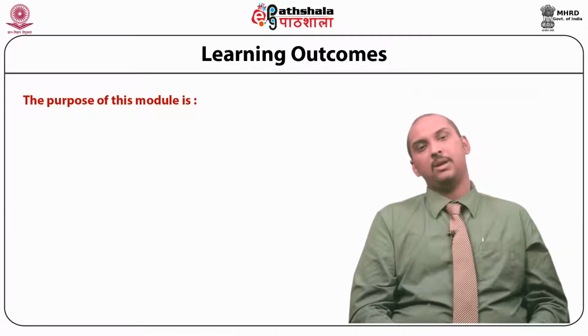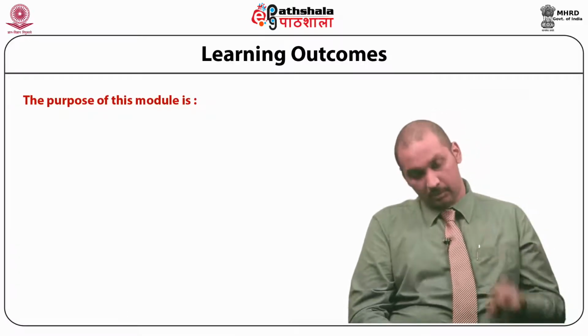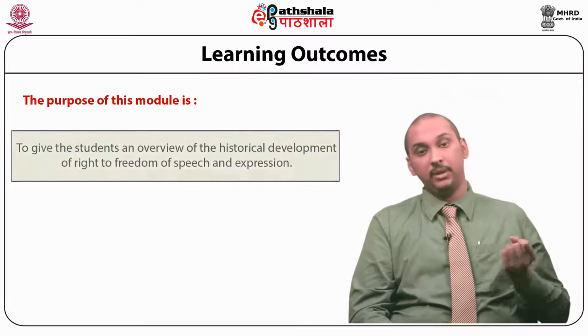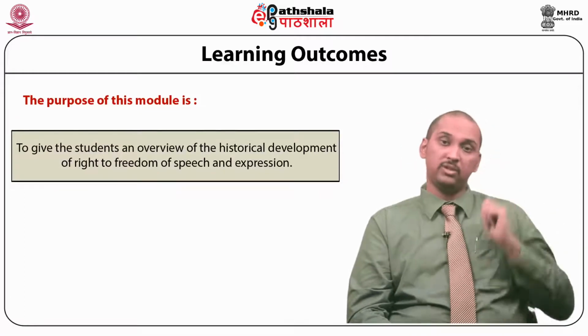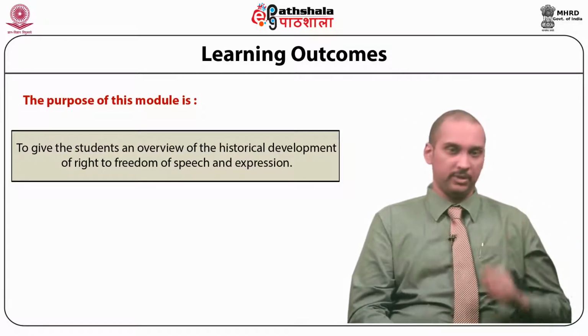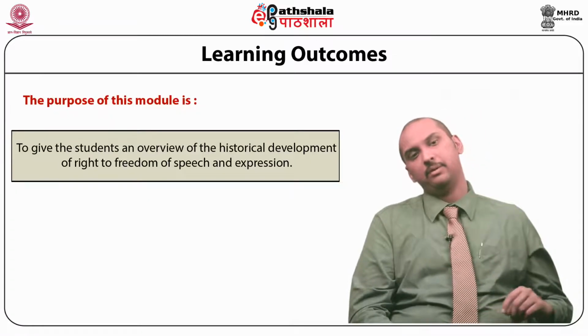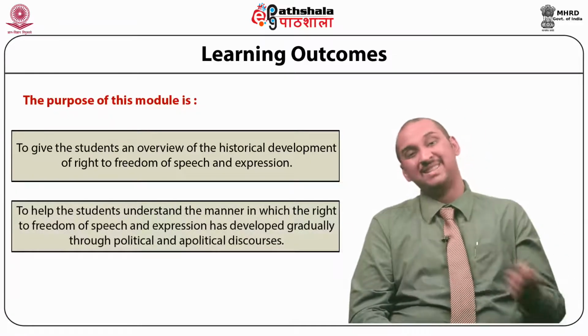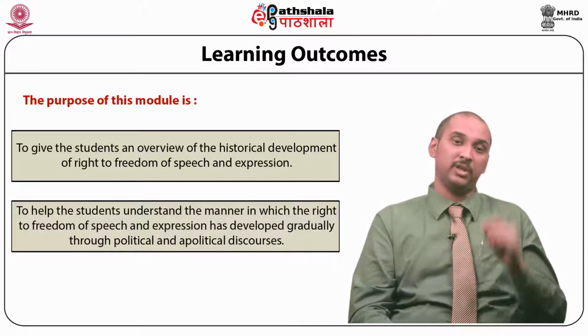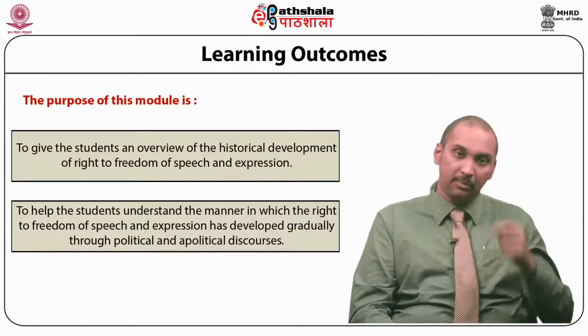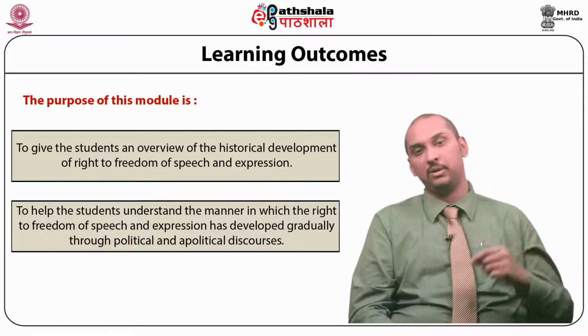Now we come to the learning outcomes of this module. The first proposed outcome is to give the students an overview of the historical development of the right to free speech and expression. The second objective is to help the student understand the manner in which the right to free speech and expression has developed gradually through political and apolitical discourses.